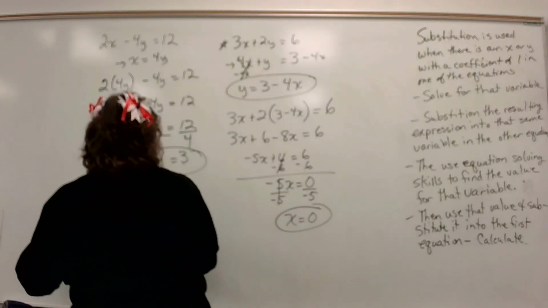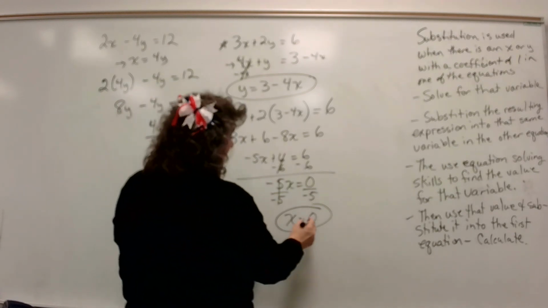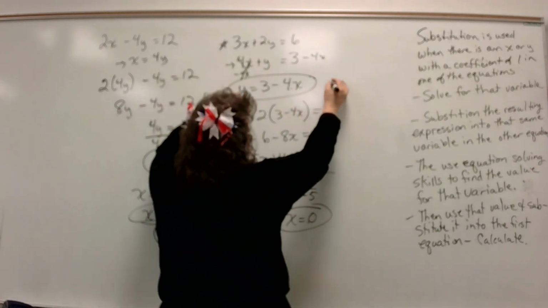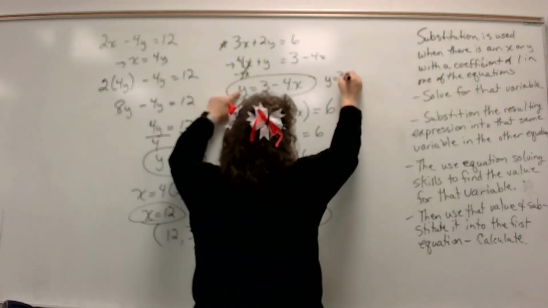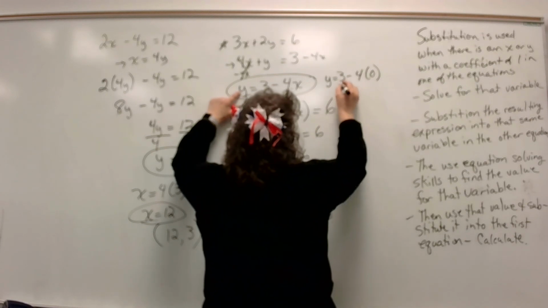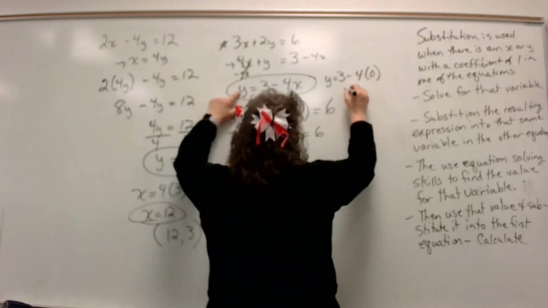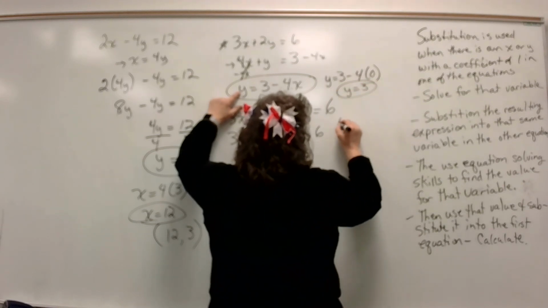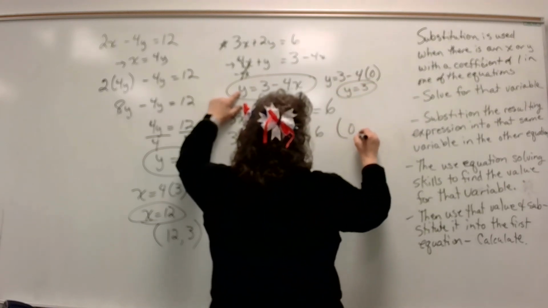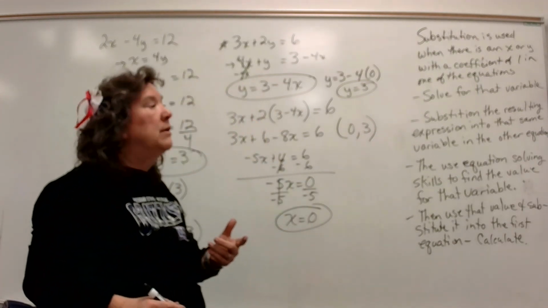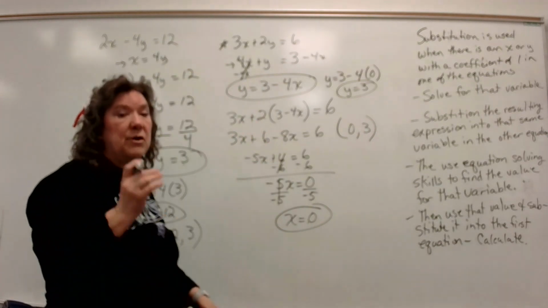Okay? So now we're going to substitute that 0 in for my x right here. So y is equal to 3 minus 4 times 0. 3 minus 0 gives you 3. So y is equal to 3. My ordered pair is 0, 3. That is the point that is common for both of these equations.